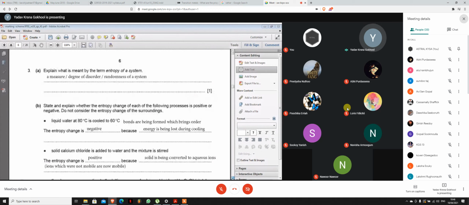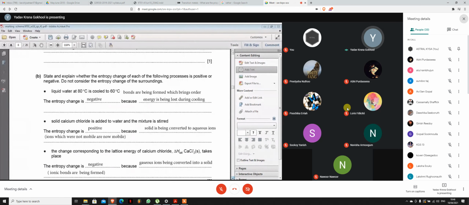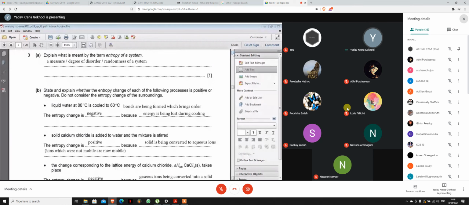Entropy, disorder: here we have not done it in lower 6 till now. For upper 6, let's just do a small recap. Even the lower students, just listen to the recap because it is very important. Entropy is disorder. The more disorder you have, the more positive the entropy.